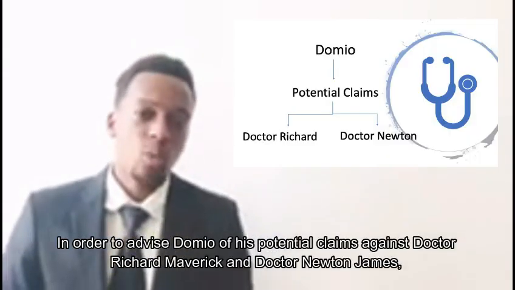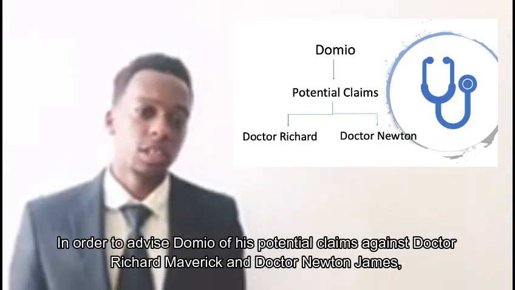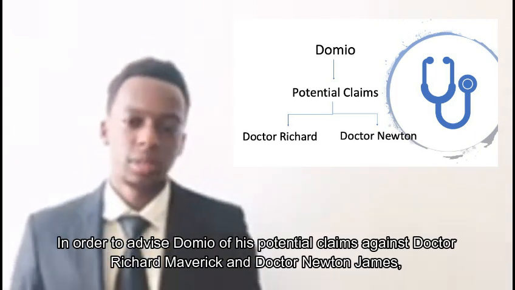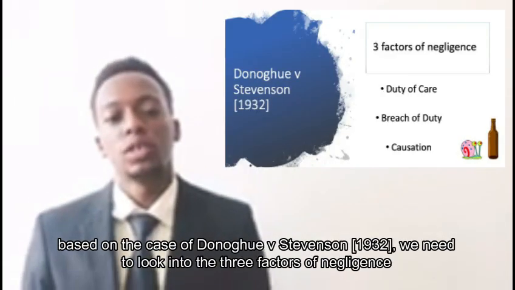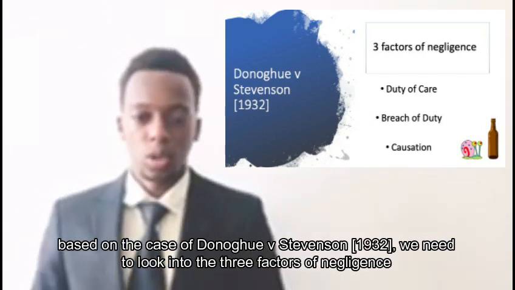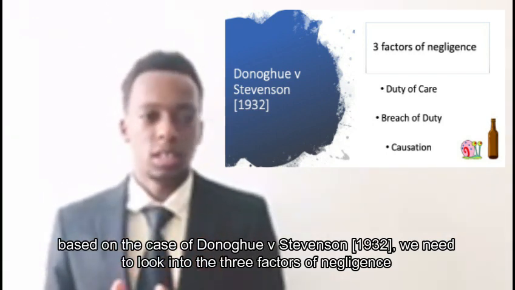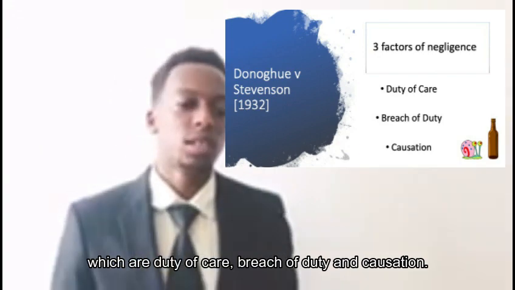In order to advise Domio of the potential claims against Dr. Richard Maverick and Dr. Newton James, based on the case of Donoghue v Stevenson of 1932, we need to look into three factors of negligence, which are duty of care, breach of duty, and causation.